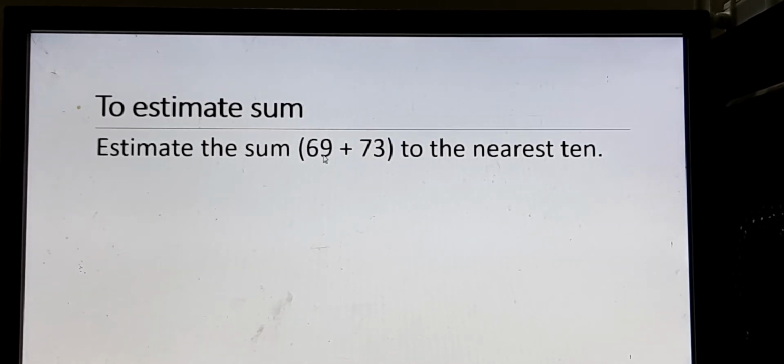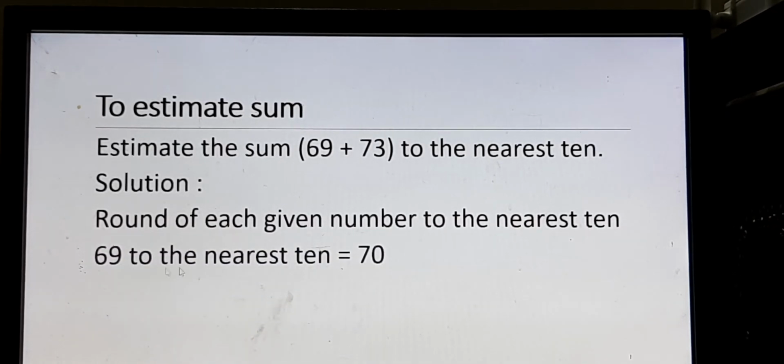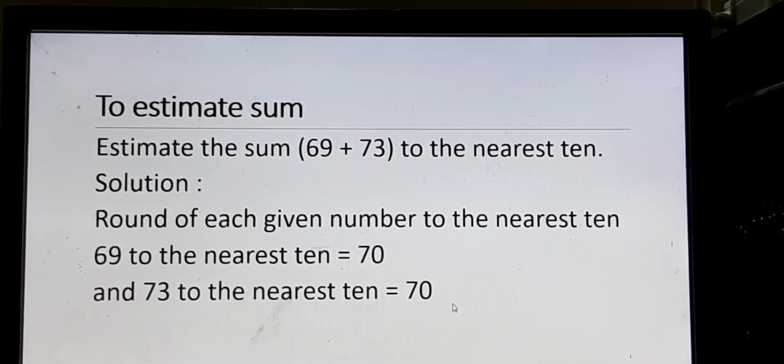So 69, let us concentrate on the nearest 10. For 10, you have to look at the units place. 9. So give a gift to 6, it will become 7. So we have to round off each number to the nearest 10. Let us see. 69 to the nearest 10 is 70. And the next number is 73. Look at the units place, 3. Poor number, it will say bye bye and go. So you will get 70 again. So 73 to the nearest 10 is 70.